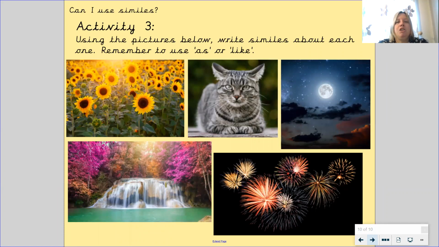Activity three. Using the pictures below, write similes about each one. Remember to use as or like. Just like in activity two, can you try and use some adjectives in your writing as well? So you've got to look at the picture. You've got to write a sentence in your best handwriting, remembering your punctuation. You've got to include some adjectives and you've got to use the similes as or like in your sentences. I would also like you to underline the adjectives that you've used in your sentence and underline the similes that you've used in your sentence.